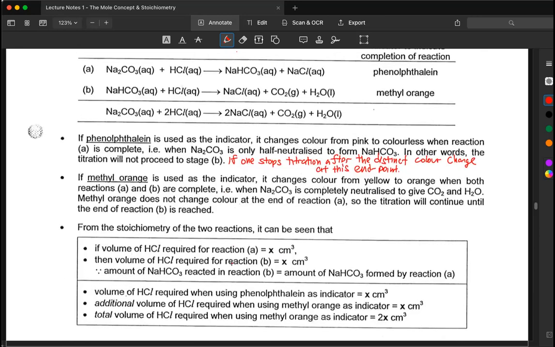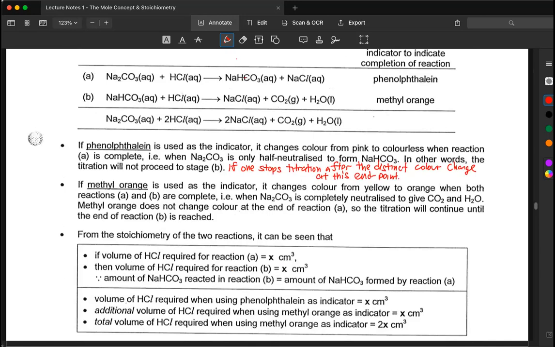So the amount of sodium carbonate, you need to understand that whatever sodium carbonate formed in reaction A will go to reaction B, which means that if you use phenolphthalein, the volume of HCl will be X cm cubed. If you use methyl orange, it will be another X cm cubed, because everything is 1 mole, 1 mole, 1 mole. So the total volume will be 2X if you use methyl orange. So this is just to tell you that if you have a situation where it's all 1:1:1, the different indicator will tell you the different volume of acid required.